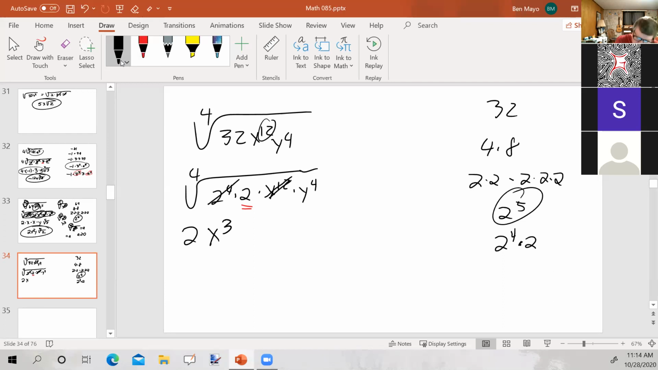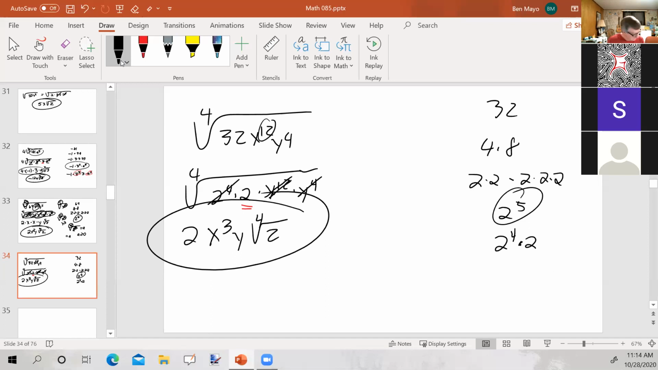3rd power. 3rd power. Excellent. And the 4th root of y to the 4th would be y. And I've got the 4th root of 2 left over inside. Are you picking up on what I'm putting down there? Hopefully.